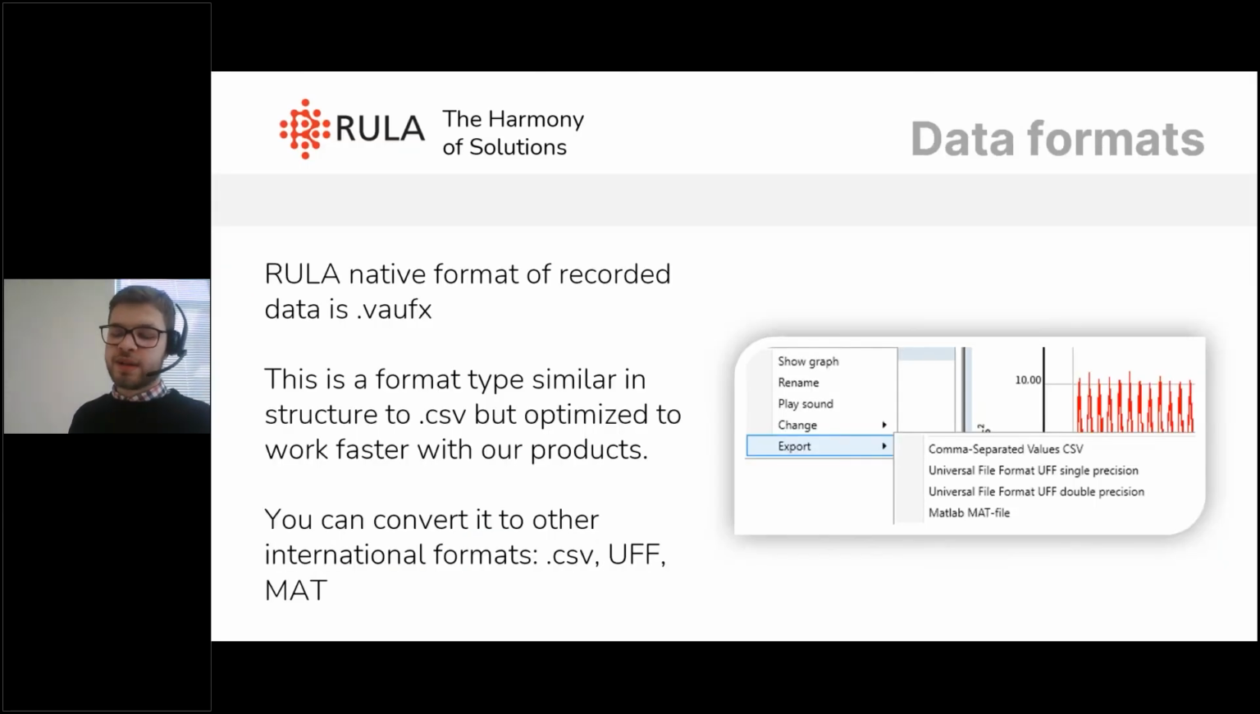So this format is quite similar in structure to CSV, but it's not a line format. So it actually stores all data, all settings of the recording, channel types, input types, etc. And it's optimized to work better with our software and hardware. But it's quite easy to export it to any of the international formats, for example, MATLAB, UFF, CSV, etc. So let me just quickly show how to do that.